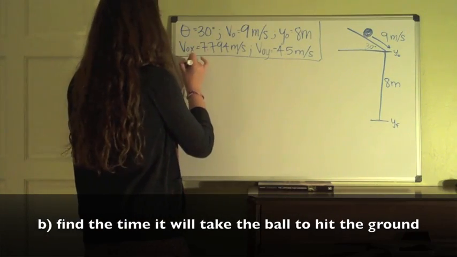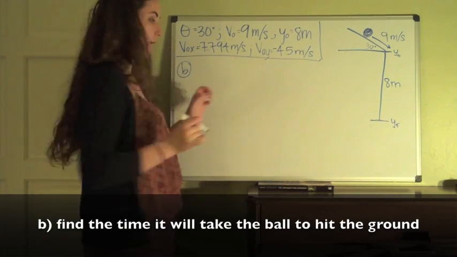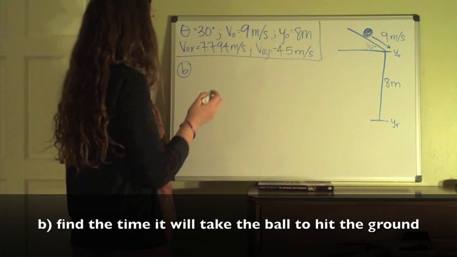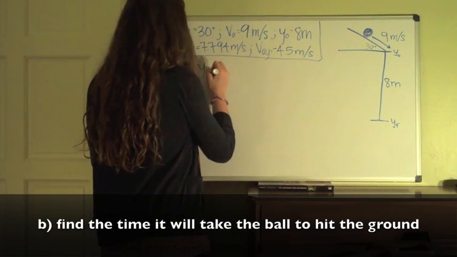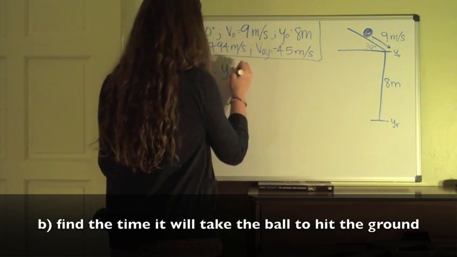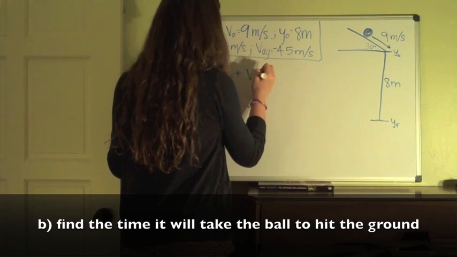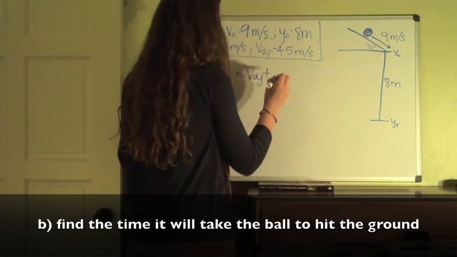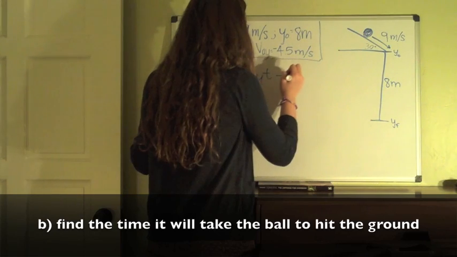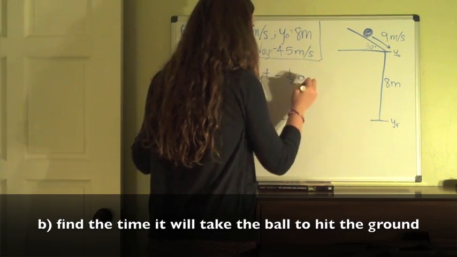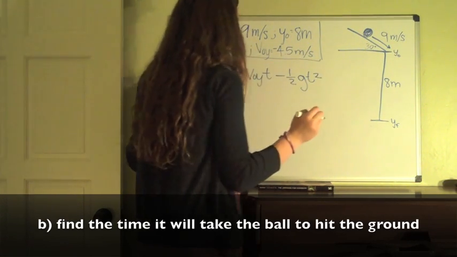To do this, we're going to start with a basic kinematics equation. You should be familiar with it. It's y final equals y initial plus v0y times t, which is your time, minus 1/2 g t squared.